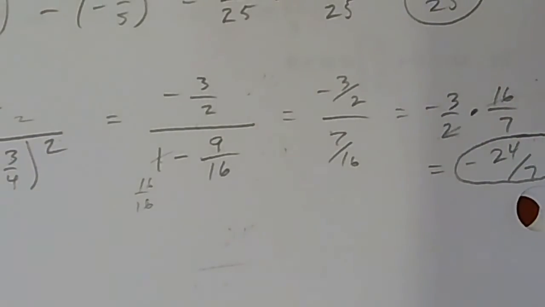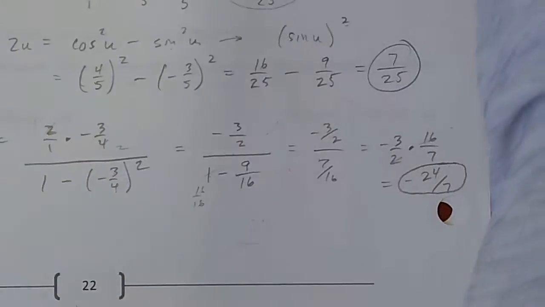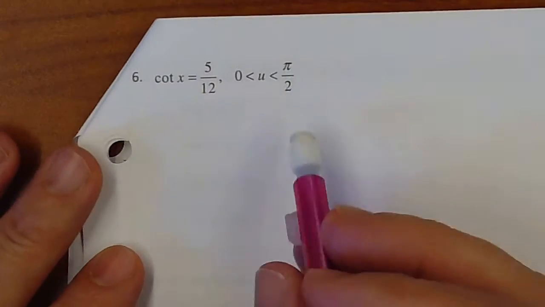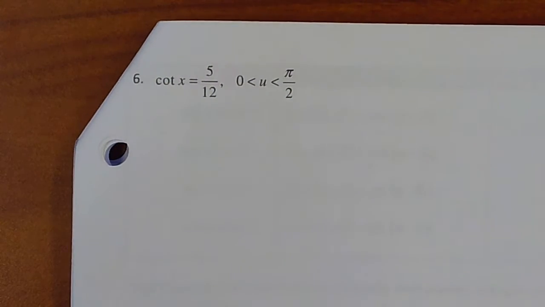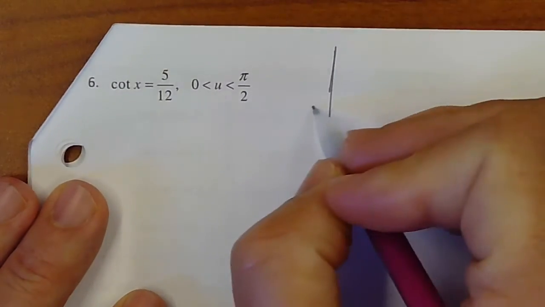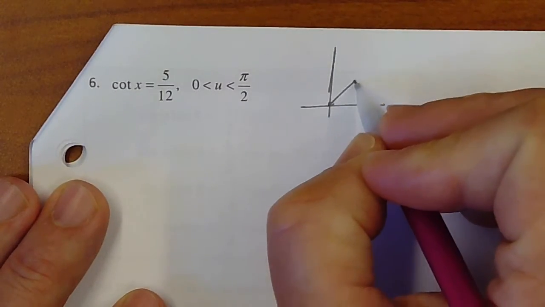Okay, your turn to try this. I'll kind of push you in the right direction on 6, and then you can try this on your own. Now this one gives us some information about cotangent. Okay, it says quadrant 1, 0 to pi over 2. So that's kind of where your work is going to start. Get a sketch going in the first quadrant.